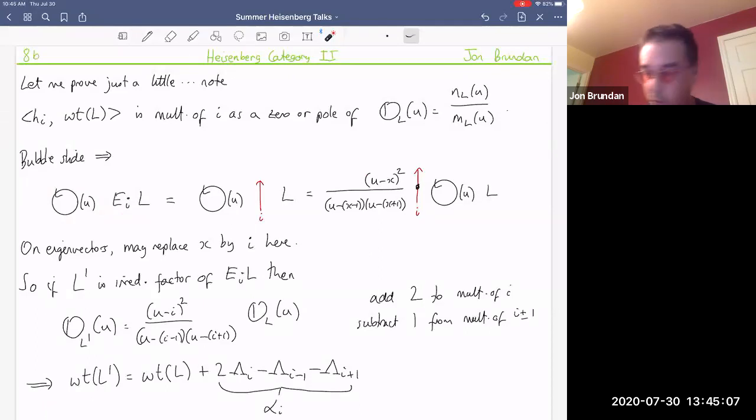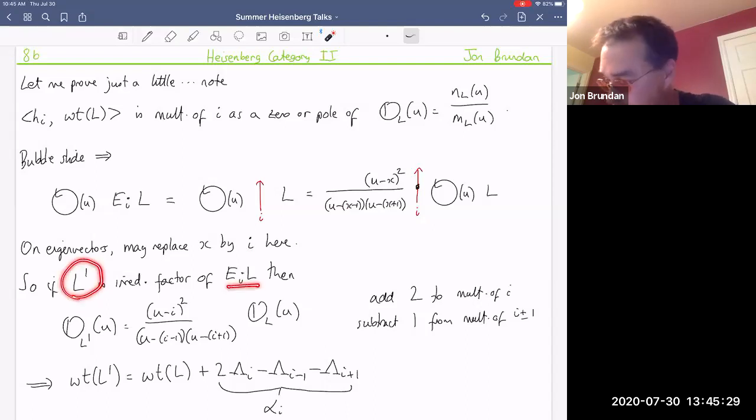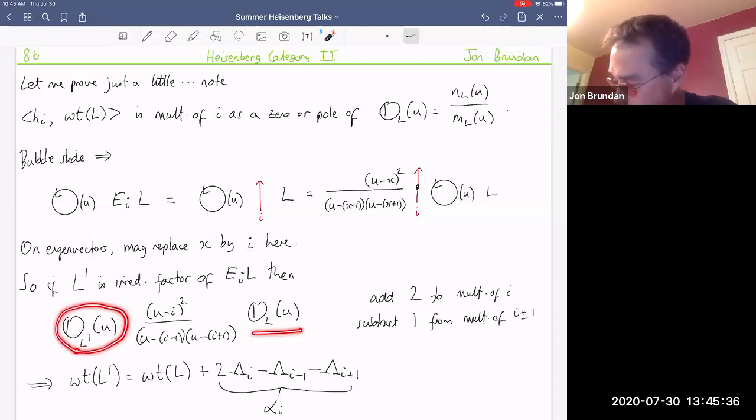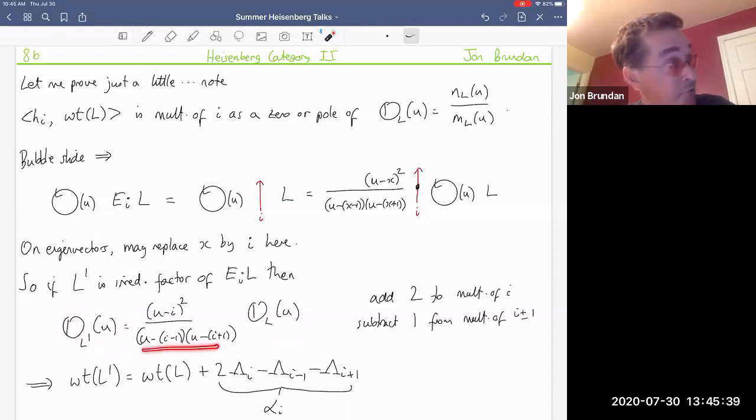Now, if we're just looking on eigenvectors, we can replace the x here just by I, because we've taken the generalized eigenspace of eigenvalue I for these dots. If you replace those x's by i's, you get this expression. So this shows that if you've got an irreducible constituent L prime of EIL, its central character information in its O of U series is the one for L multiplied by this rational function.